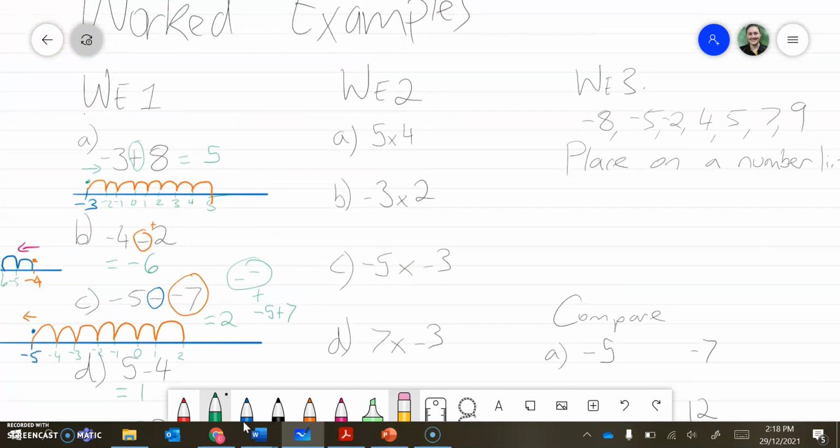Okay, worked example 2, some multiplication. So if we've got 5 times 4, they're both positive numbers, so that's going to equal +20. We've got -3 times 2. Now, one value is negative, which means my answer is going to be negative. And then 3 times 2 is 6, so my solution is -6. -5 times -3, we have 2 negatives, which means our solution will be positive. And 5 times 3 is 15.